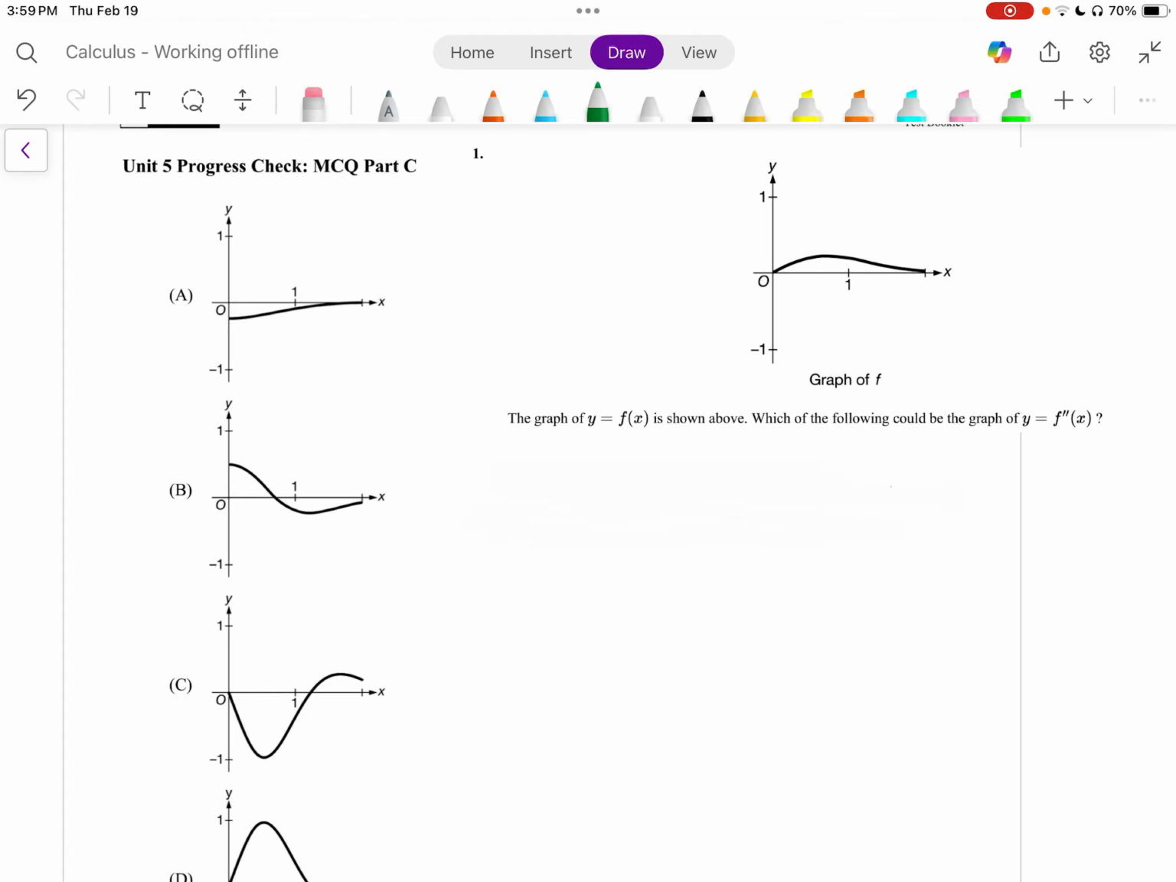We're going to look through Unit 5 Progress Check Part C. I put number 1 on the same page with its choices. So here we go. On the right, it says the graph of y equals f of x is shown above. Which of the following could be the graph of y equals the second derivative of f at x?